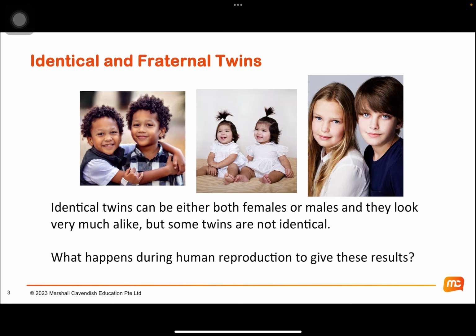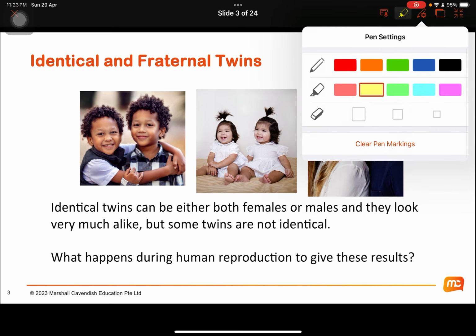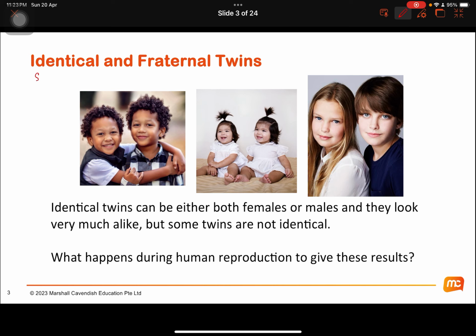So we talked about this in class before, right? How identical and fraternal twins are formed. And as you can see in the picture over here, identical twins are always of the same gender, whereas for fraternal twins, they could either be the same or different gender.